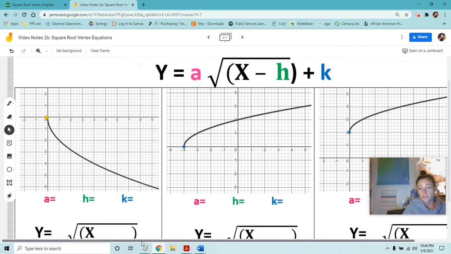So once you have that vertex, you're going to look 1 unit to the right of the vertex.